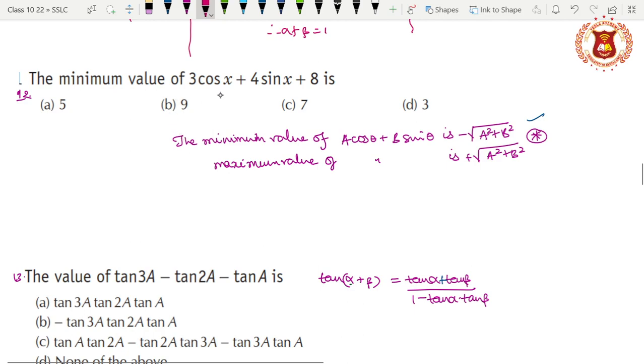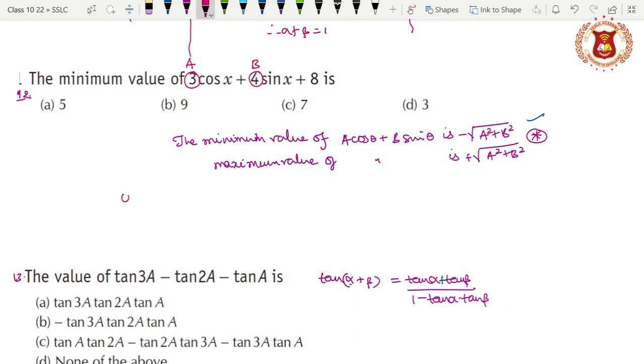The minimum value of 3 cos x plus 4 sin x plus 8 is equal to? Again, remember, the minimum value of a cos theta plus b sin theta is minus root of a square plus b square. If you know the sine waveform and cosine waveform, this is called amplitude, usually represented by a. Let a be 3 here and b be 4 here.